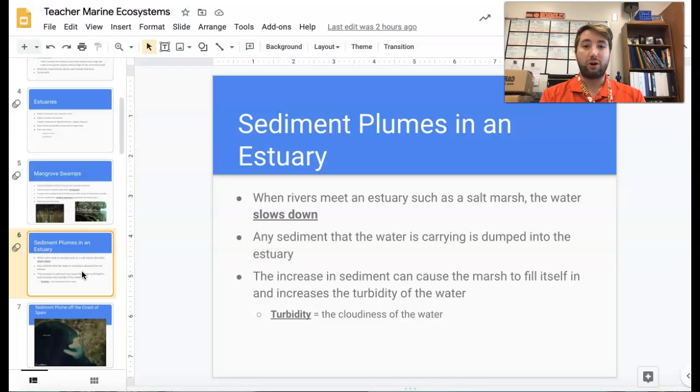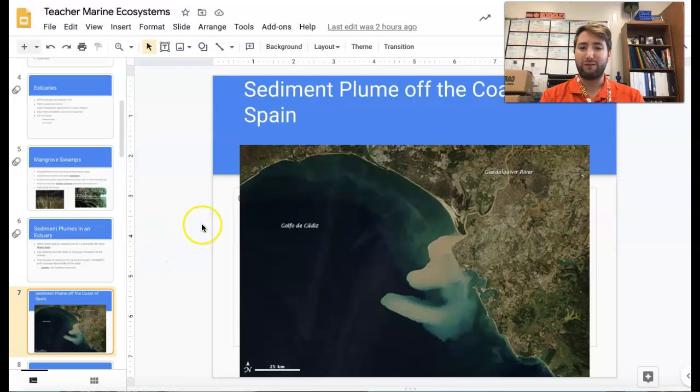And sediment plumes are 100% natural, but humans have made them worse from water runoff and sediment runoff from roads and other things like that. So here's a sediment plume off the coast of Spain. This is a satellite image view. So here's the river, and when it empties out into this ocean or sea, all of the sediment that the river water was carrying gets dumped out into here, and it makes it really disgusting. And again, this is increasing the turbidity, which is the cloudiness of the water.